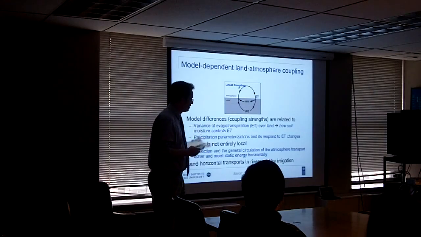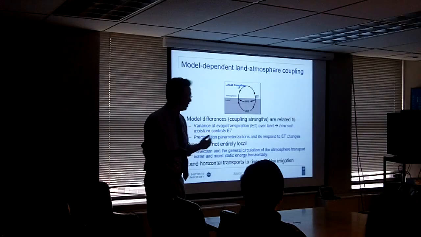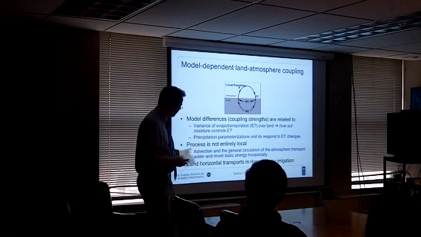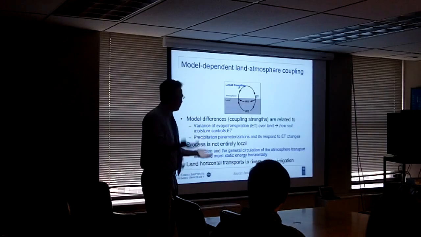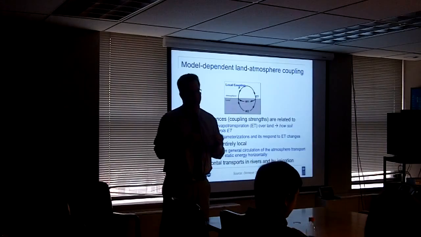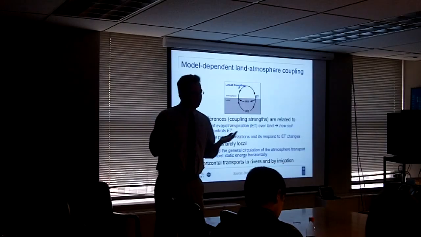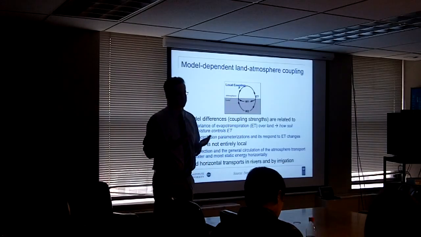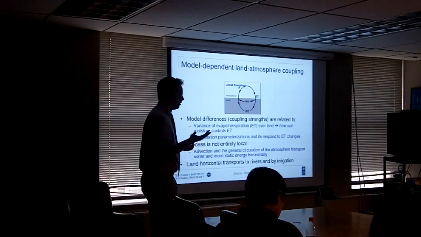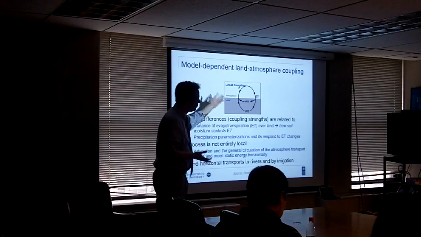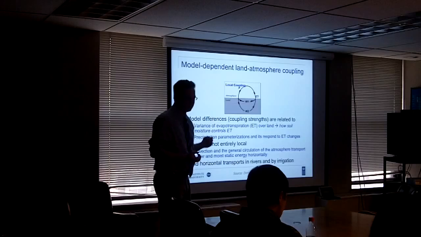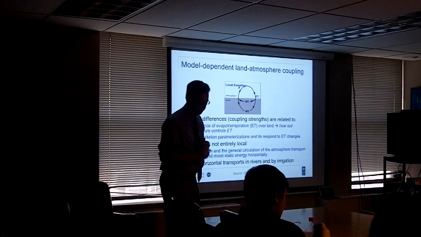You also have the precipitation parameterizations, which vary across models. And then you have these non-local issues where you have advection and the general circulation of the atmosphere. And precipitation is notoriously difficult to predict. So differences in precipitation among models are going to be really important when you're trying to get at these land-atmosphere coupling issues.